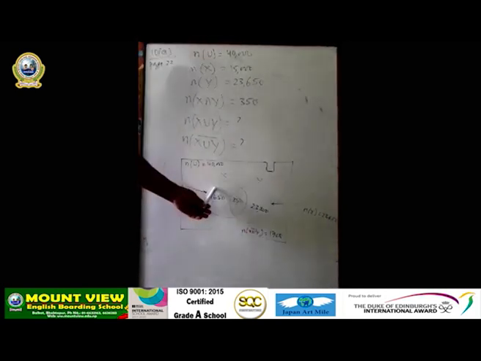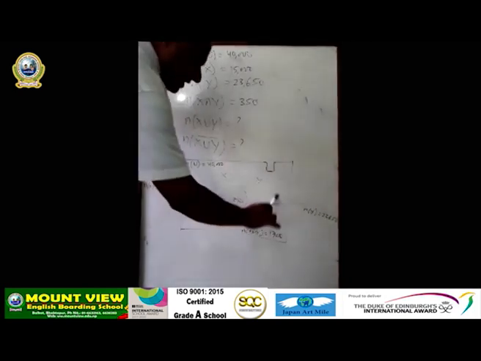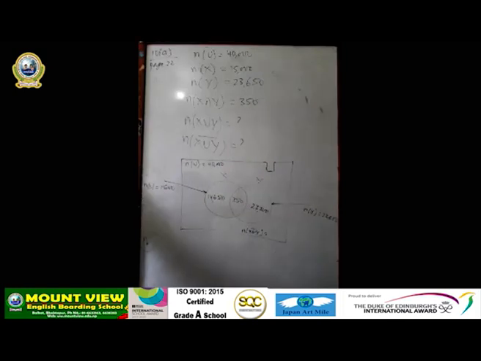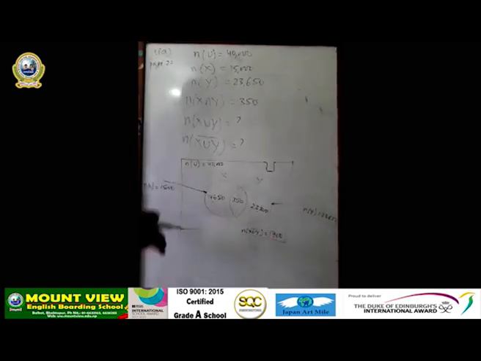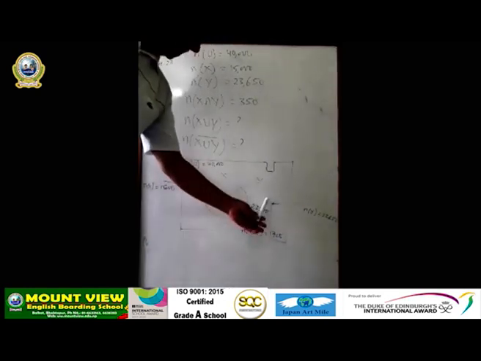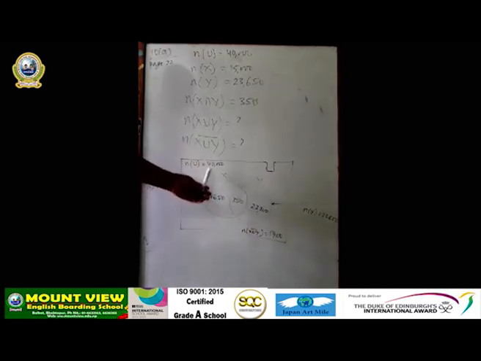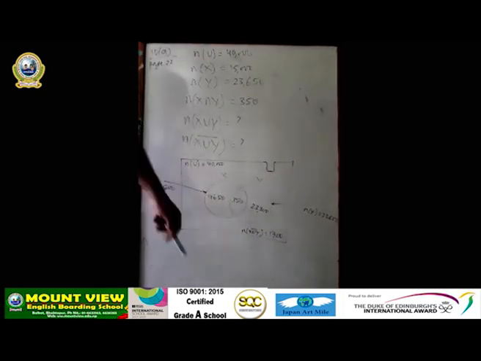This is only X and both. If you add all of them, this plus this, how much? 38,300. Then 40,000 minus 38,300, how much? 1,700. Let's check: this plus this plus this plus this is 40,000.